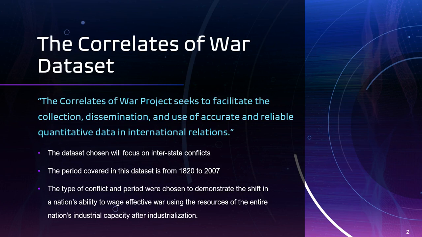The Correlates of War project is a comprehensive resource that aims to systematically accumulate scientific knowledge about war. The project provides detailed and reliable quantitative data in the realm of international relations, which allows for various types of analysis on the patterns and causes of war. Today we'll focus on interstate conflicts from the period of 1820 to 2007, highlighting how industrialization has transformed the way nations engage in and sustain conflicts.